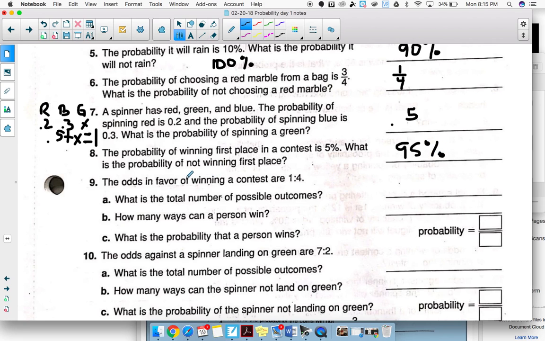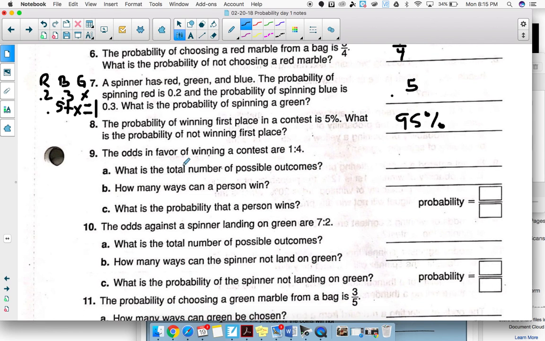Okay, odds in favor of winning the contest are 1 to 4. So this one gets a little tricky because the 1 is the win and the 4 is the losses. So that really means the total number of outcomes is what you get when you add those all together. So there would be 5 total outcomes here. You have to take the 1 and the 4 and add them together.